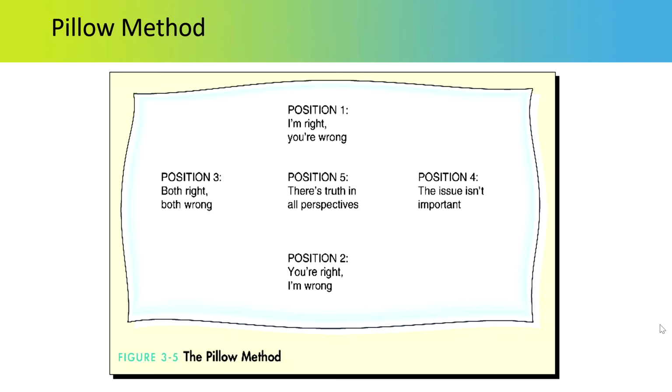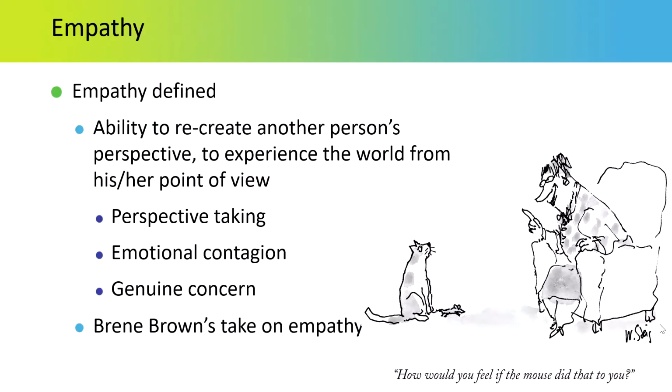Okay. In order to really synchronize your perception with someone else's, you need to develop empathy. So people confuse empathy and sympathy, but basically empathy is the ability to experience the world from another person's point of view. To what do they say?